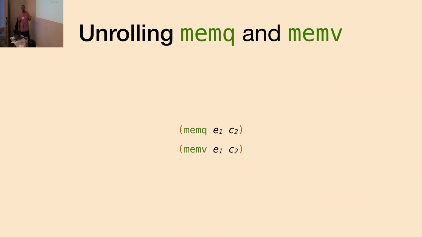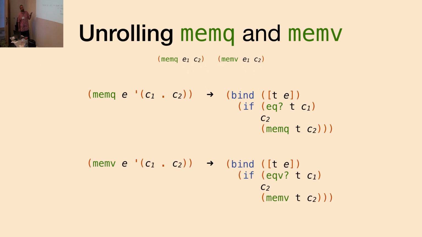Now, MemQ and MemV, we do other special things with. So MemQ and MemV, if we happen to see that this is a constant list, a constant pair, I should say, then we actually will also do the expansion through this and unroll this down to EQs or EQVs as is appropriate. And you might wonder, why have we spent so much time on member and MemQ and trying to make these things fast and not, for instance, on things like the association list handlers?